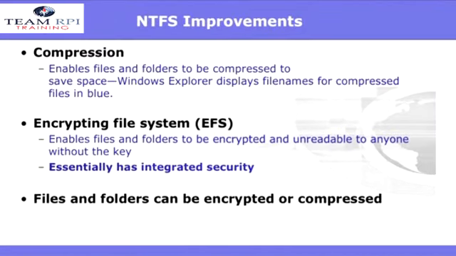Next, you have compression. Compression enables files and folders to be compressed to save overall space on your hard drive. And the encrypting file system, or EFS. Now the user can encrypt their data to protect from prying eyes. Both files and folders can be encrypted or compressed.